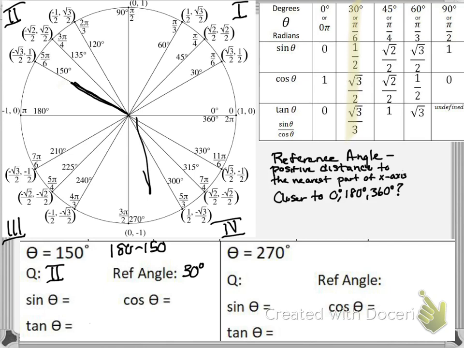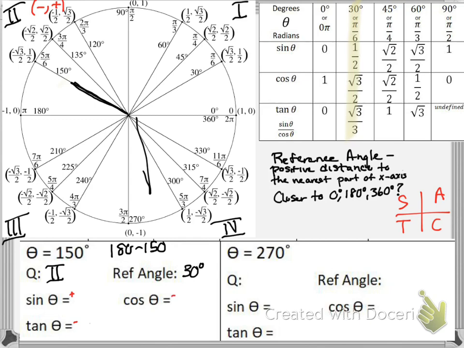I do need to know a little bit about my signs, so let's think about my signs first. In quadrant 2, my signs are, x's are negative, y's are positive, left and up. Or, think of it this way: All Students Take Calculus. I'm over here in quadrant 2, and in quadrant 2, only sine gets to be positive. Everything else is going to turn out to be negative. I can decide that before I start.